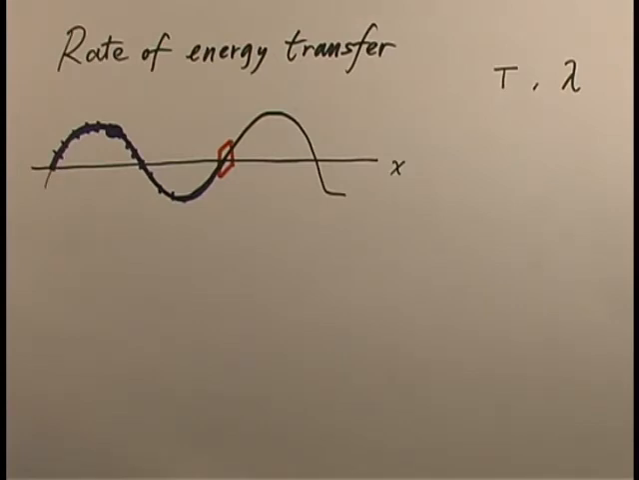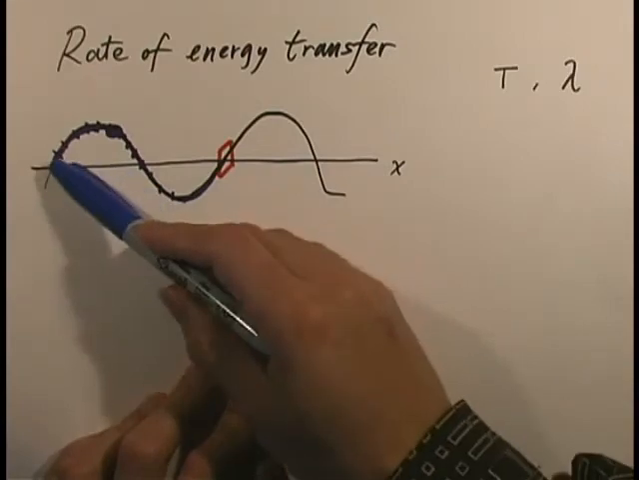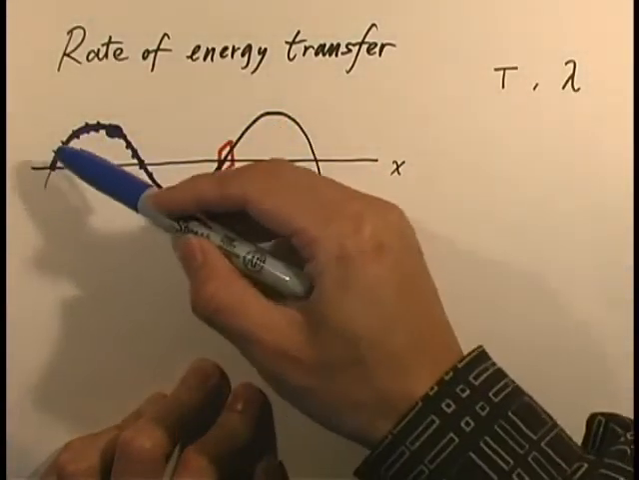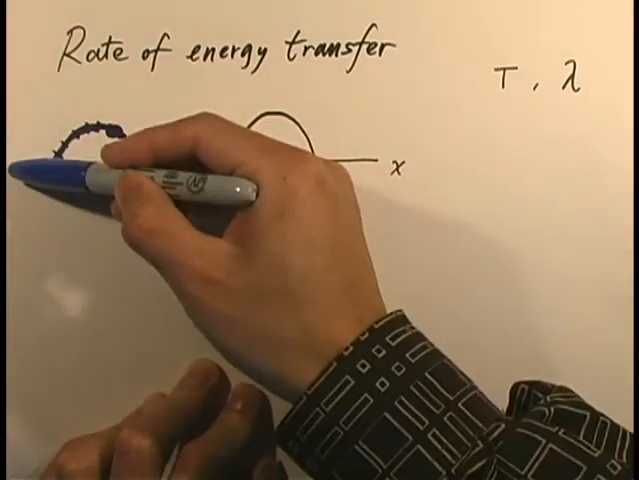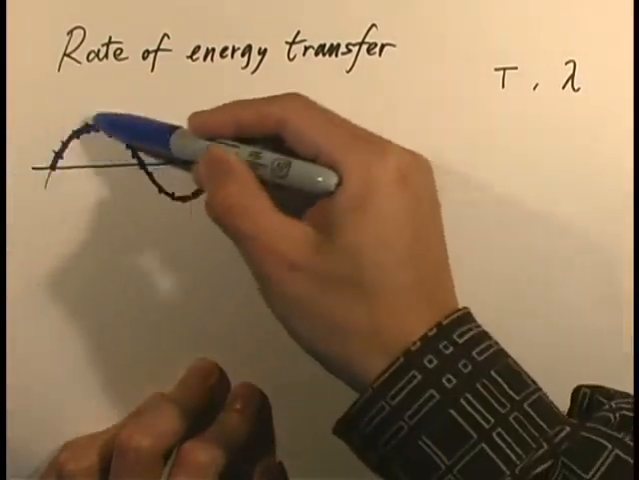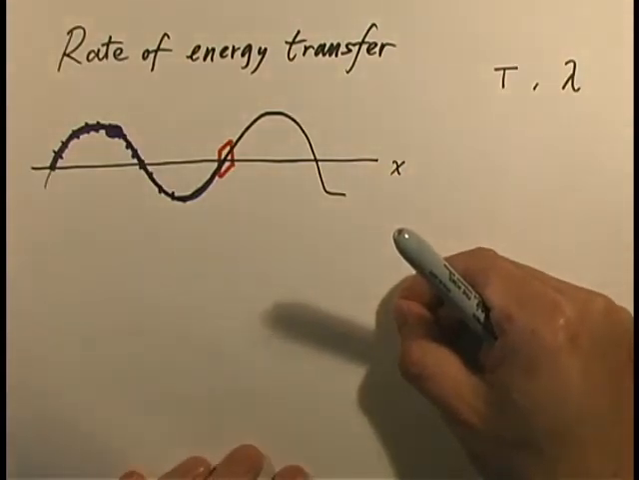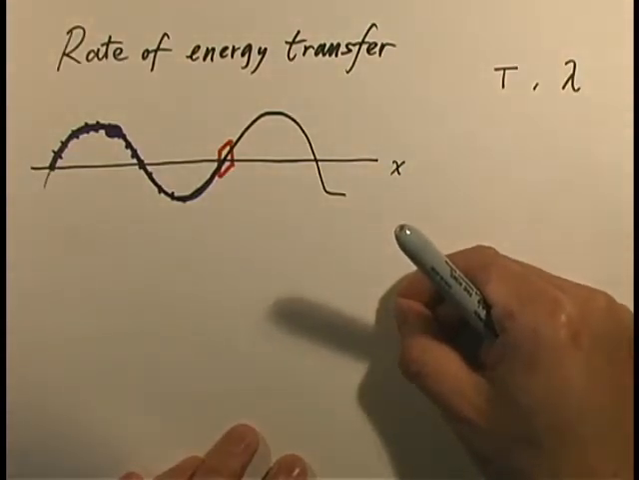Where did that come from, by the way? Well, it's because the string is stretched when a wave allows the string to bend like this, right? Otherwise, the string will be flat like this. If you take an elastic string, you pull it, you stretch it, of course, you build potential energy into it, right?